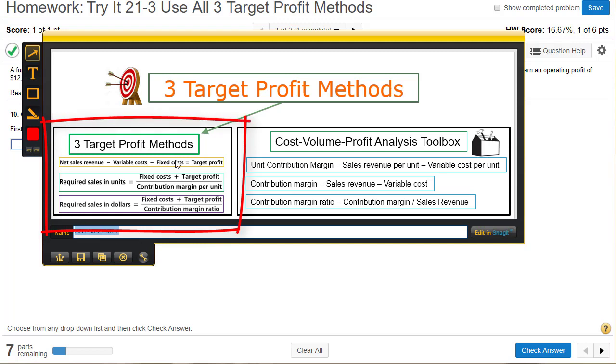we have three different ways to determine how much we need to sell to reach a certain target profit. For example, let's say the CEO wants to know how many units we must sell if we want to make a $1 million profit. Well, we can use one of these three different methods. Also notice that some of these formulas, such as contribution margin per unit, are explained over here, and contribution margin ratio is explained over here. So we need to use all of these formulas to calculate how many units this company must sell to reach their target profit.